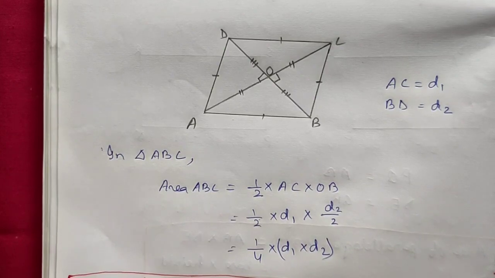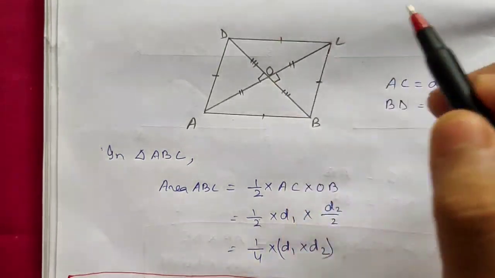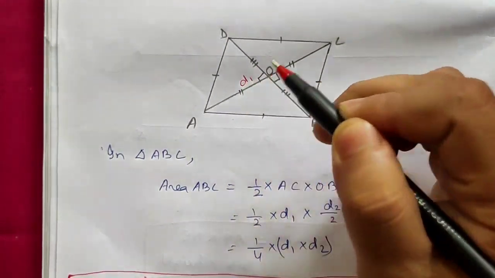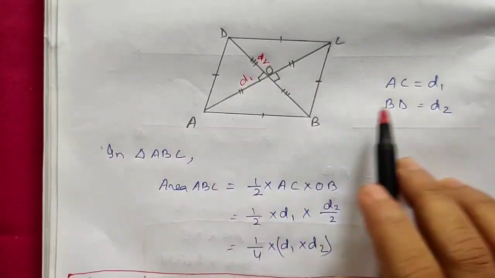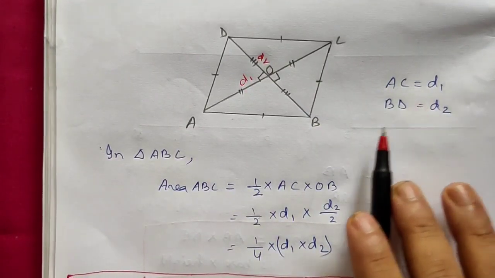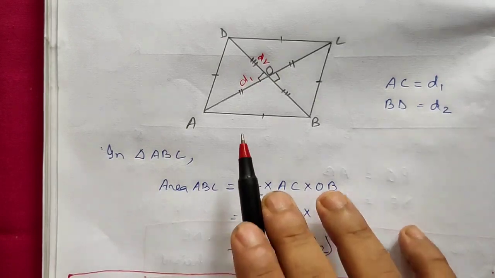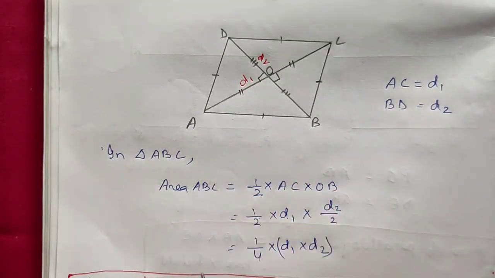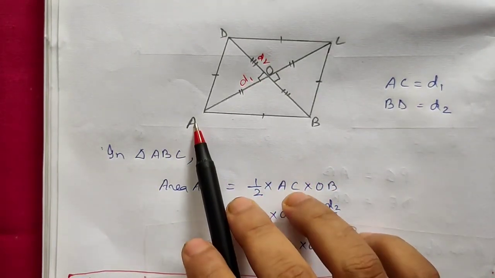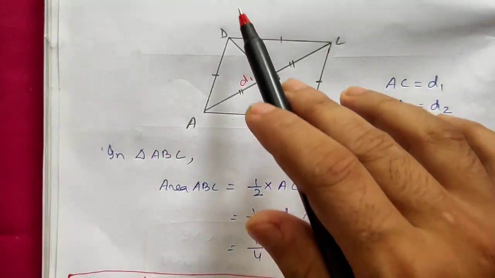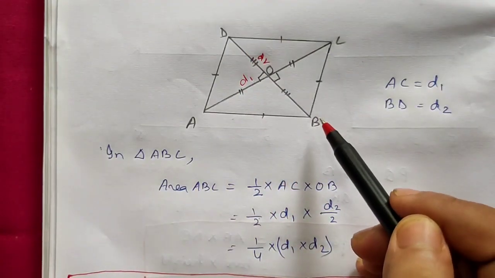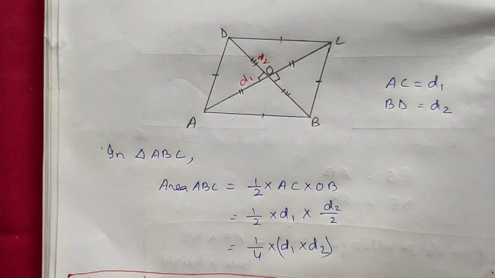Now what are d1 and d2? D1 means diagonal 1, and this is D2. Suppose AC is D1, and BD is D2. A diagonal joins opposite vertices. The opposite vertex of A is C, so it joins AC. The opposite vertex of D is B. As there are two diagonals, we named them D1 and D2. Now let us see how the formula came.